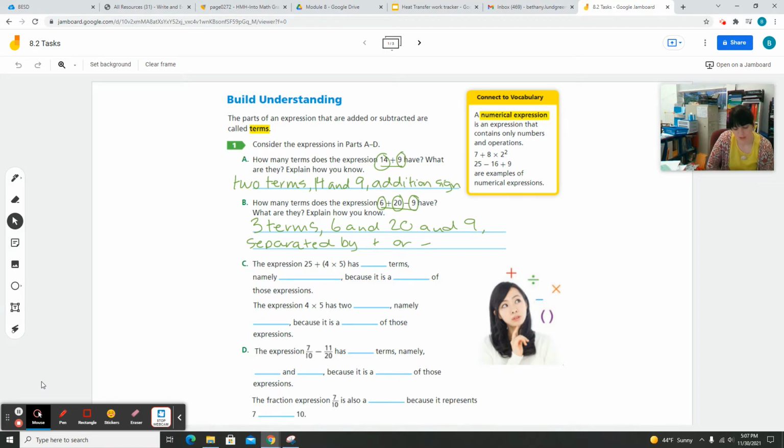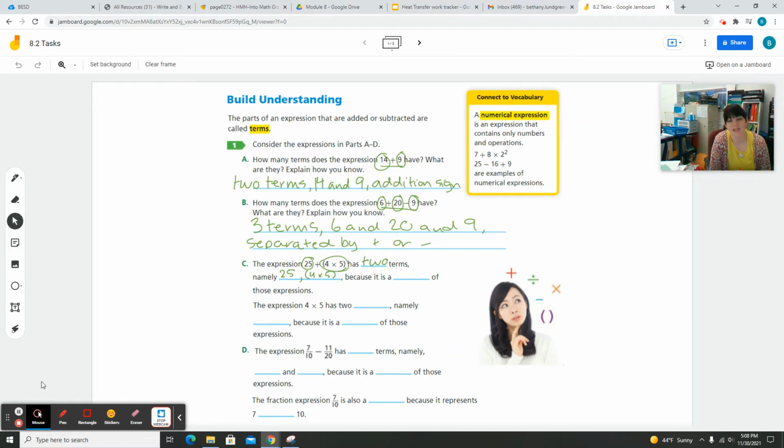Okay. Part C, the expression 25 plus the product of 4 and 5 has how many terms? What are they? Because it is a blank of those expressions. All right. So in this expression, terms are separated by an addition or subtraction sign, that means we have one here and then one here, because multiplication signs do not separate terms. Okay, so now we have 2 terms, and those 2 terms are 25 and 4 times 5.